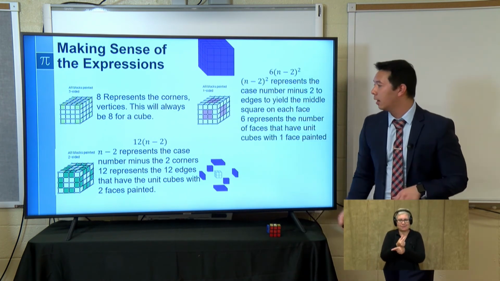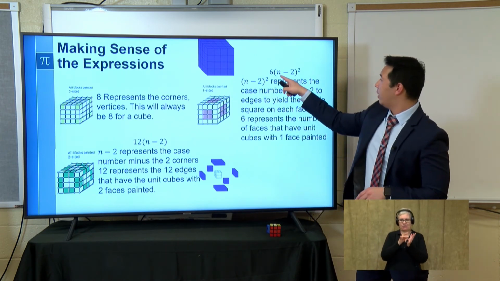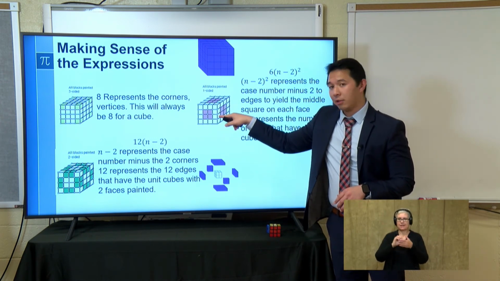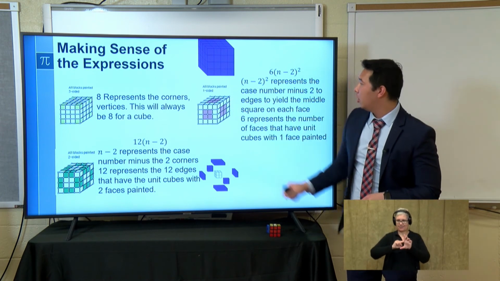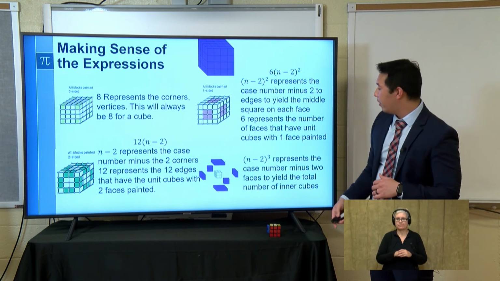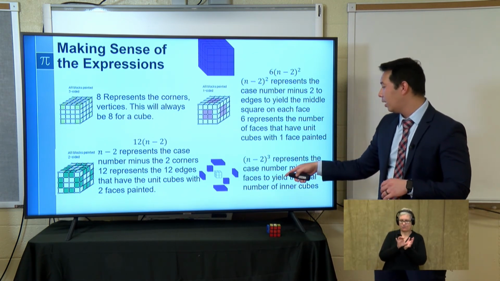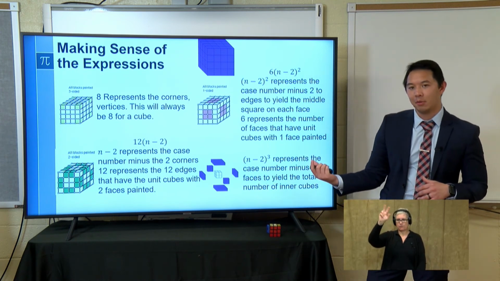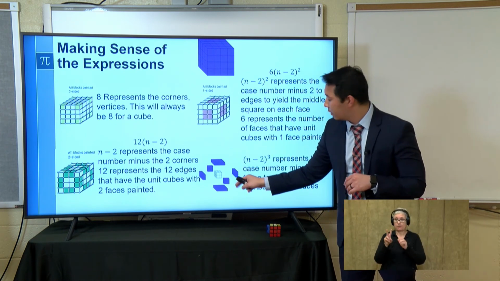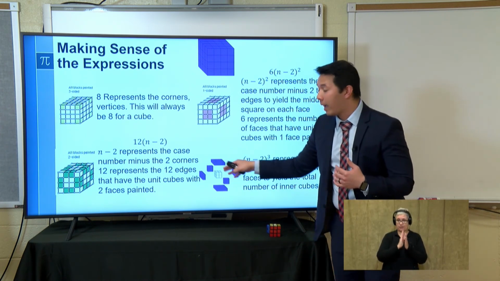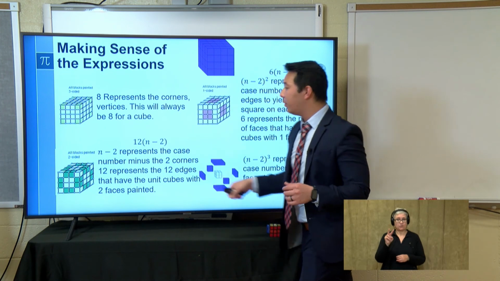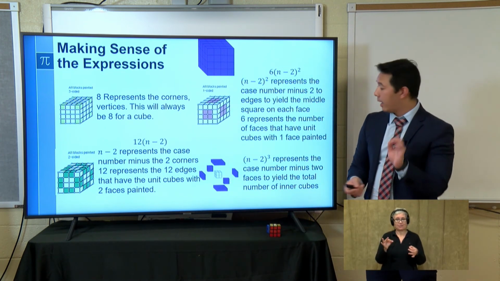For our expression here, for that inner square, the n minus 2 squared part represents the case number minus our 2 edges on either side, giving us the inner square, and a cube has these 6 faces. So that's making sense of that particular expression. And then lastly, this n minus 2 cubed, that n minus 2 part represents the case number minus the number of faces, subtracting the 2 top and bottom faces, the 2 left and right faces, the 2 back and front faces.